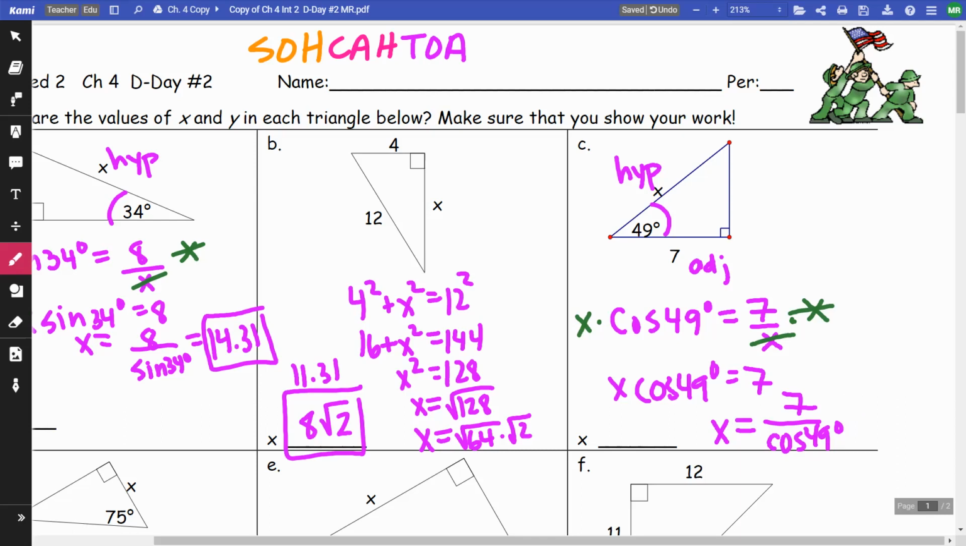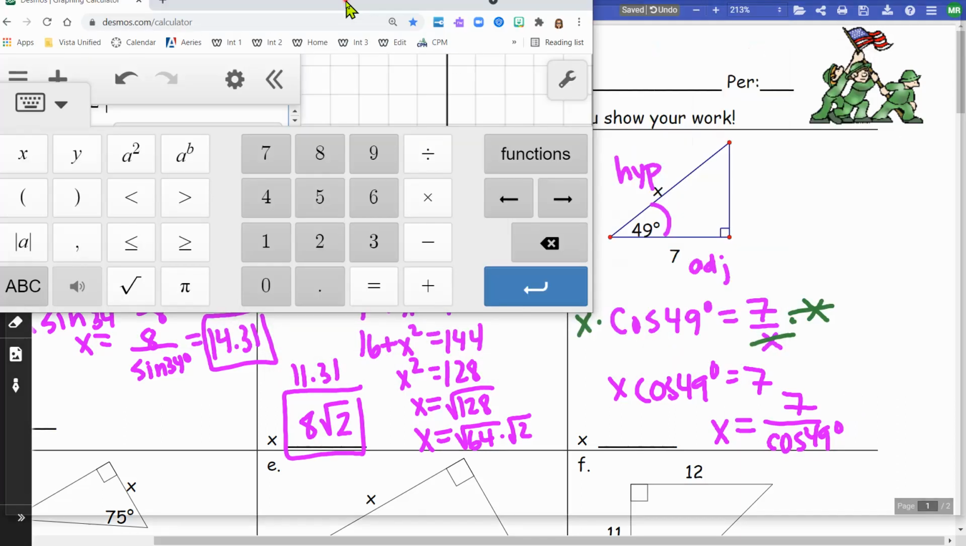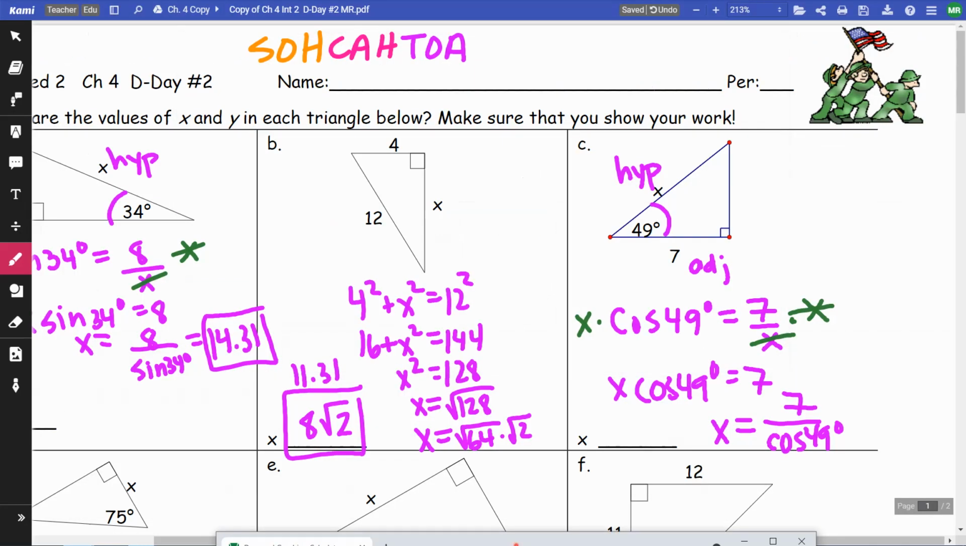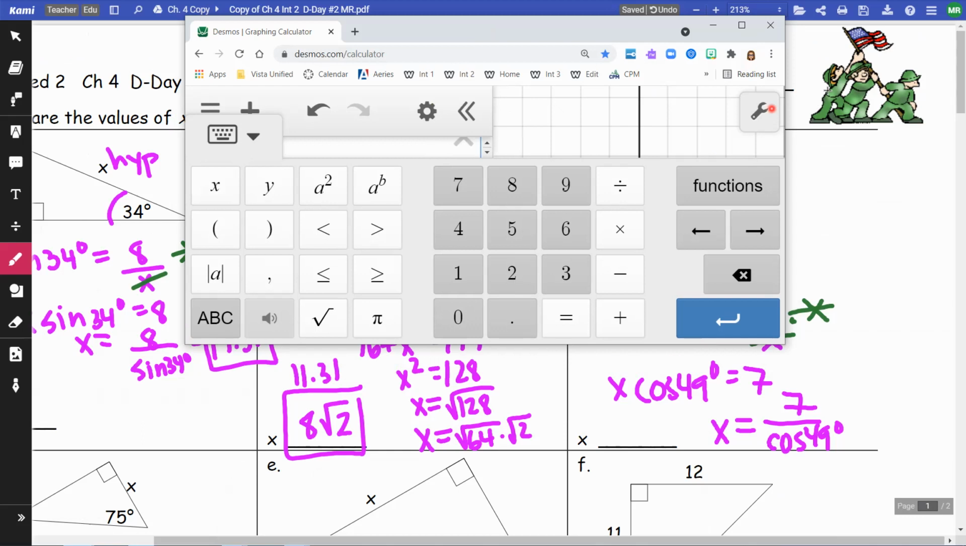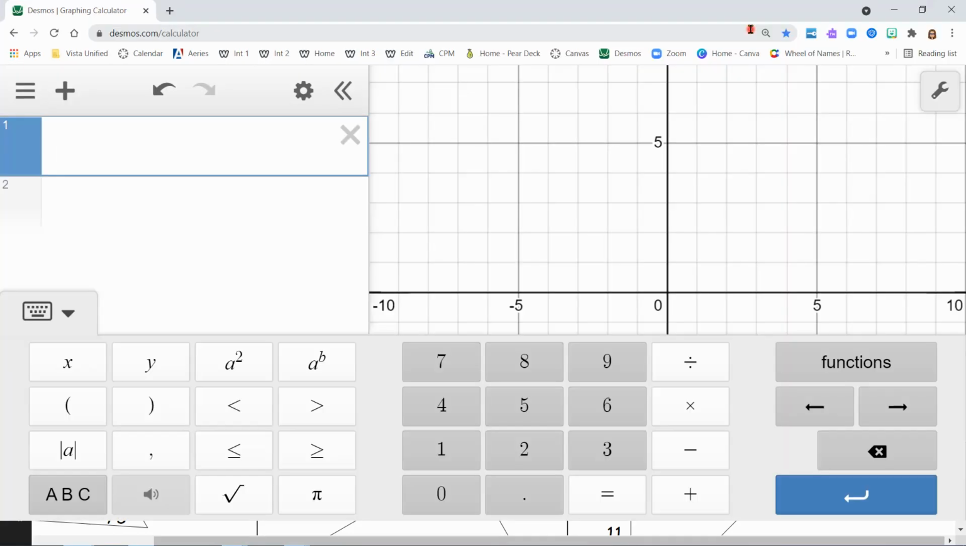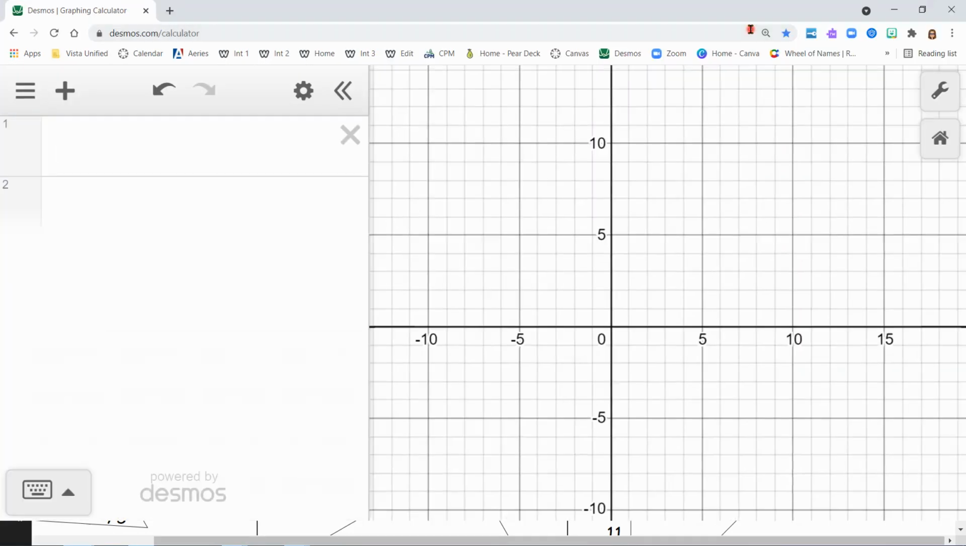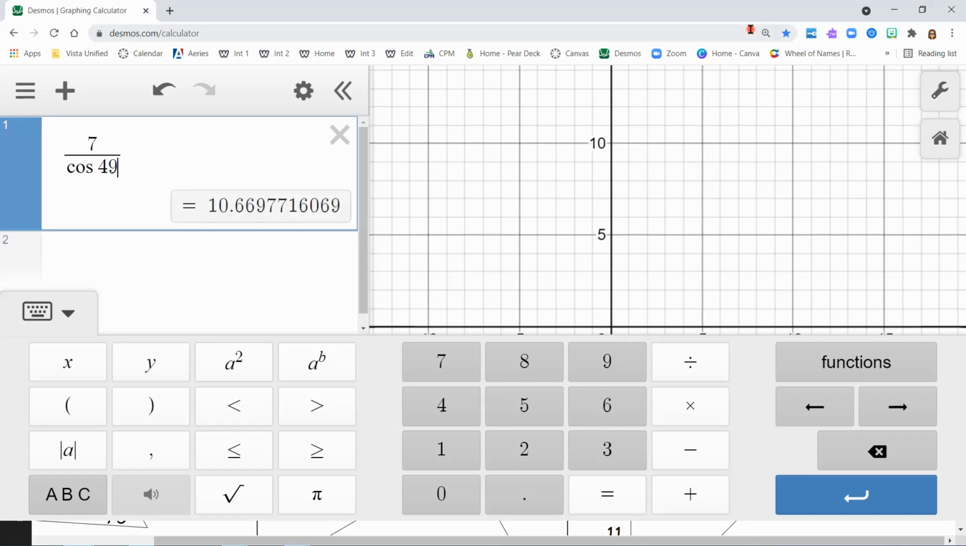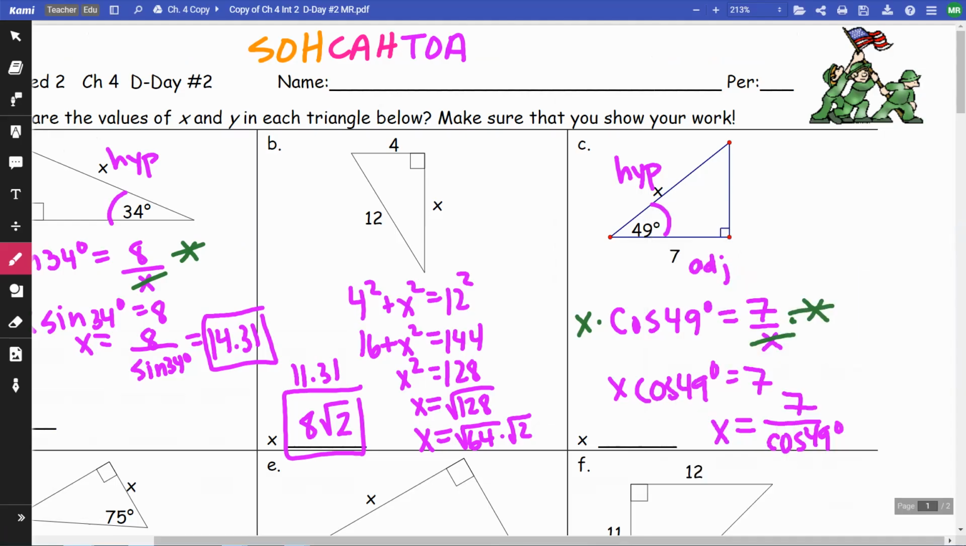And when I put that into my calculator, it was 7 divided by cosine of 49. And I get 10.669, so a 10.67. So this is going to be 10.67.